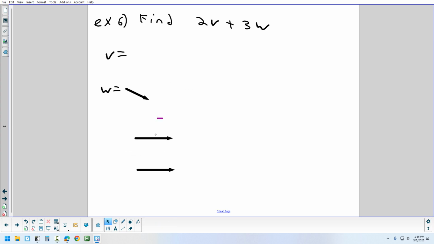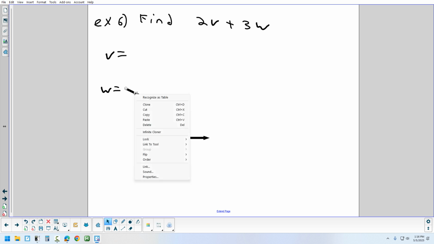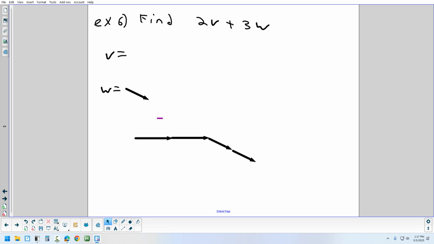So let's put that there. There's 2v. And then what are we putting on the end of that? 3 w's. 3 of the w's. So make 3 copies of that and put those on the end. I'm not excited to have to do that.